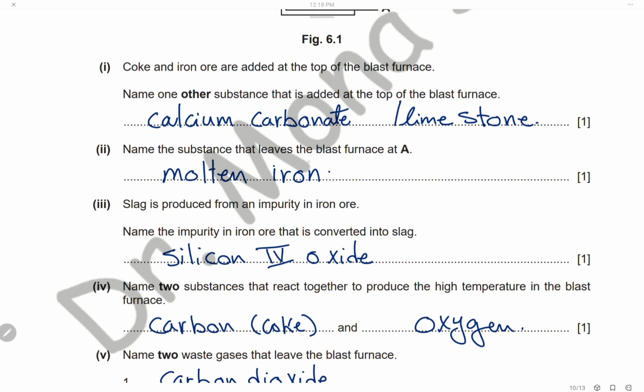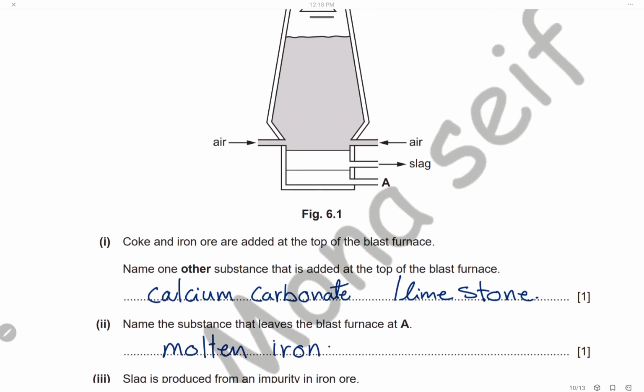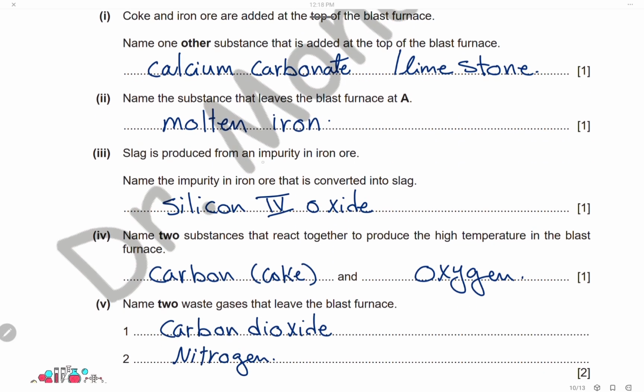Name the substance that leaves the blast furnace at A. Here at the point A, iron, which is molten, can leave the blast furnace at this point. So at A, we have molten iron. Slag is produced from an impurity in the iron ore. Name the impurity. The impurity, of course, is silicon 4 oxide, which reacts with calcium oxide to form slag. So the slag is formed when the silicon 4 oxide reacts with calcium oxide.